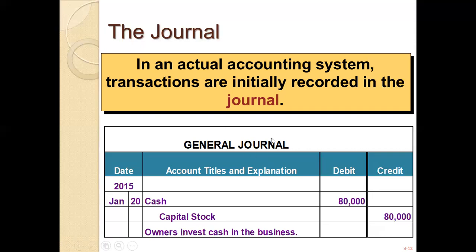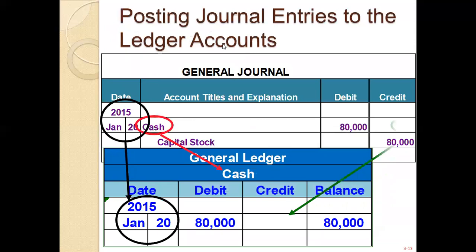Fine. Now I come to the second step, posting the journal entry into the ledger. Now look, the cash and the 80,000 is the amount. Now I'm going to make the ledger for cash. The date is again the same date. You write it there, and the debit balance is 80,000. There is no credit value in the first transaction of cash. The balance is 80,000.